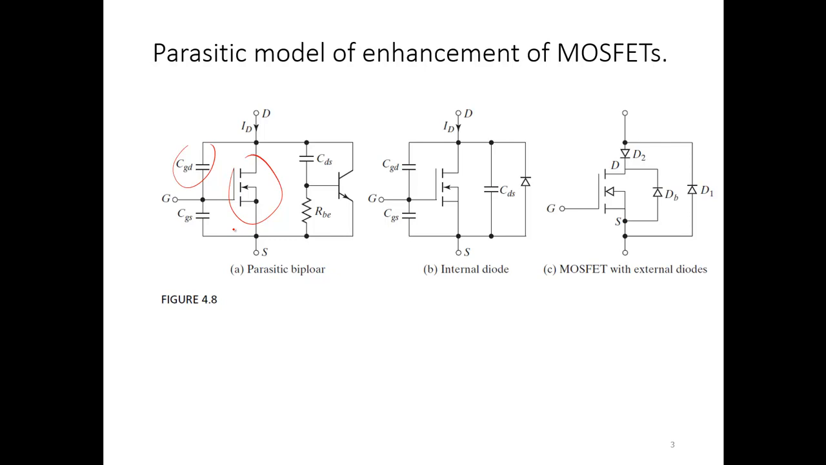Internally, there's also a sort of NPN device there. And because this is a PN junction, you expect some capacitance between the drain and the source, and also a resistance between the base and the emitter. This is the characteristic there.